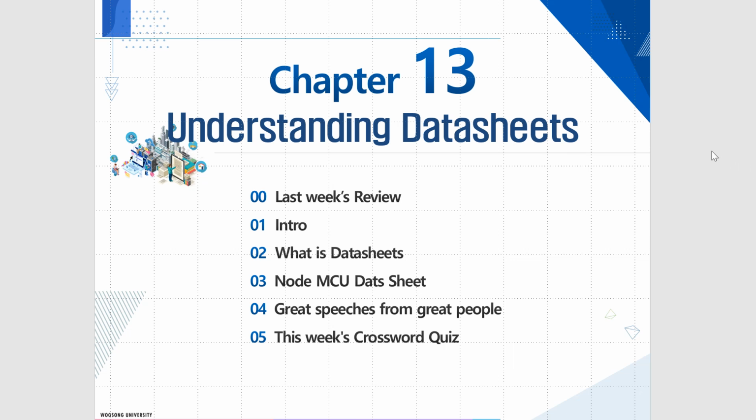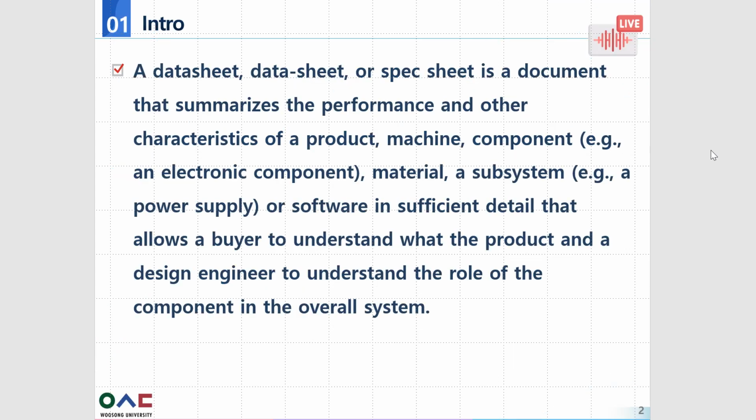Chapter 13. Understanding Datasheets. Intro. A datasheet, or spec sheet, is a document that summarizes the performance and other characteristics of a product, machine, component, e.g., an electronic component, material, a subsystem, e.g., a power supply, or software in sufficient detail that allows a buyer to understand the product and a design engineer to understand the role of the component in the overall system.